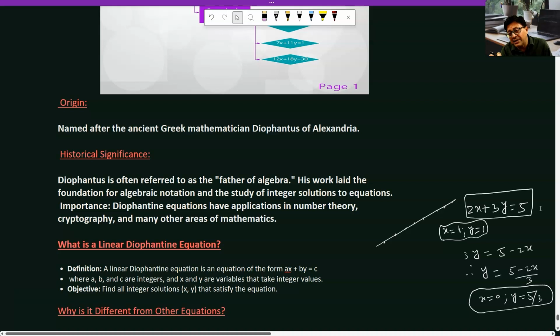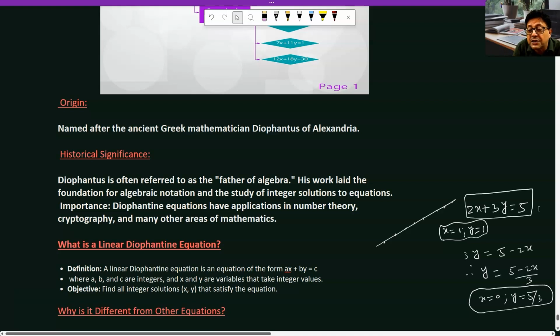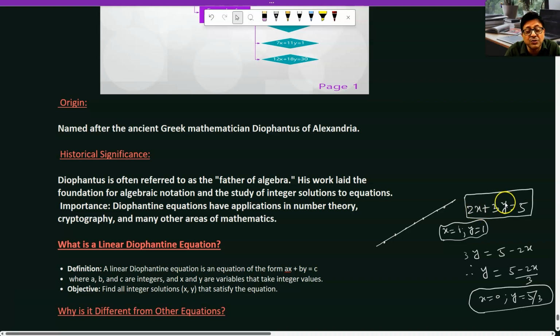So do you understand what is the meaning of solution? Solutions of an equation are the values of x and y which satisfy the equation. This equation is satisfied by x equal to 1, y equal to 1. So this can be referred to as a solution to the equation 2x plus 3y equal to 5. So we are in need of getting integral solutions from here.